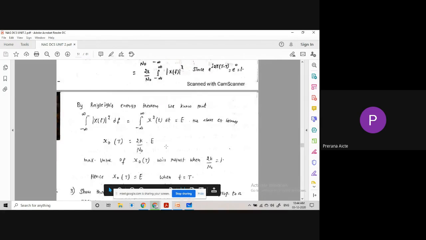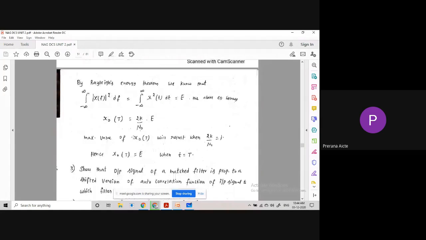If we assume the maximum value of the transmitted signal occurs when 2K by N naught equals 1, then x naught of t equals E at t equals T. This is the second property. What is that?